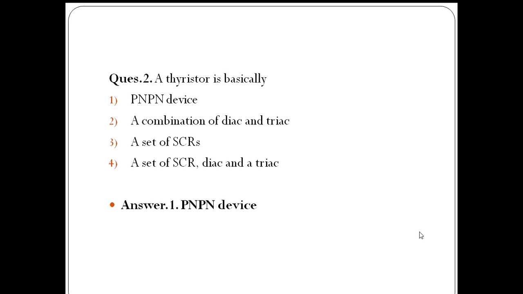A thyristor is basically: first option, a PNPN device; second, a combination of diac and triac; third, a set of SCR; fourth, a set of SCR, diac and triac. Actually, thyristor is a PNPN device. It may be SCR, diac, triac, or some other one. It is a PNPN device. Option 1.